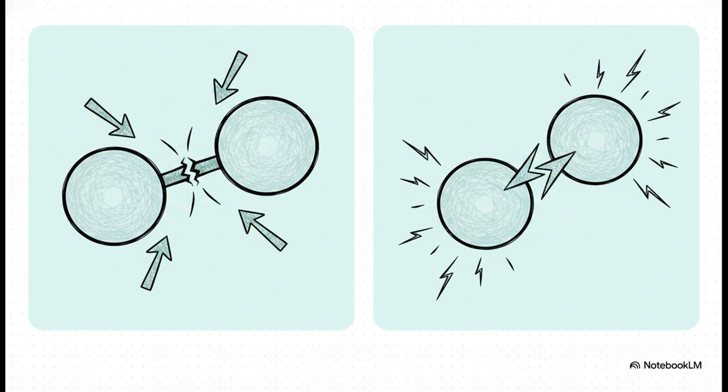Breaking stubborn, existing bonds is incredibly hard work and requires pulling energy in from the surroundings. Therefore, bond breaking is strictly an endothermic process. However, when atoms finally snap together to make new, stable bonds, they release energy outward. So bond making is strictly an exothermic process. And here's the kicker. Every single chemical reaction features both of these steps happening at the exact same time.